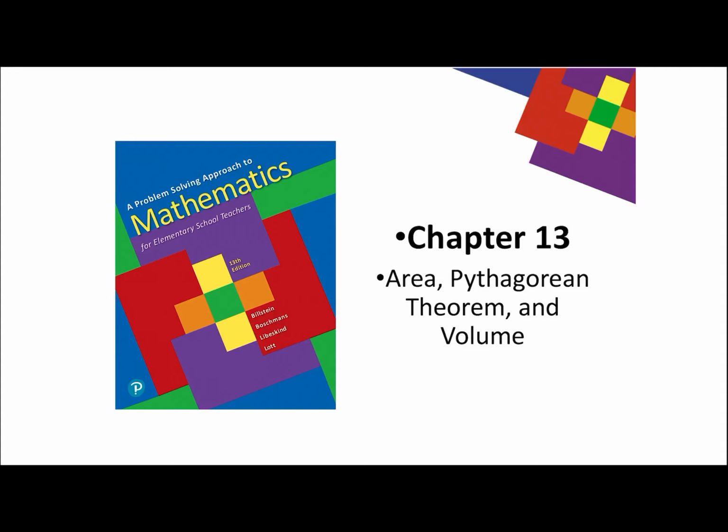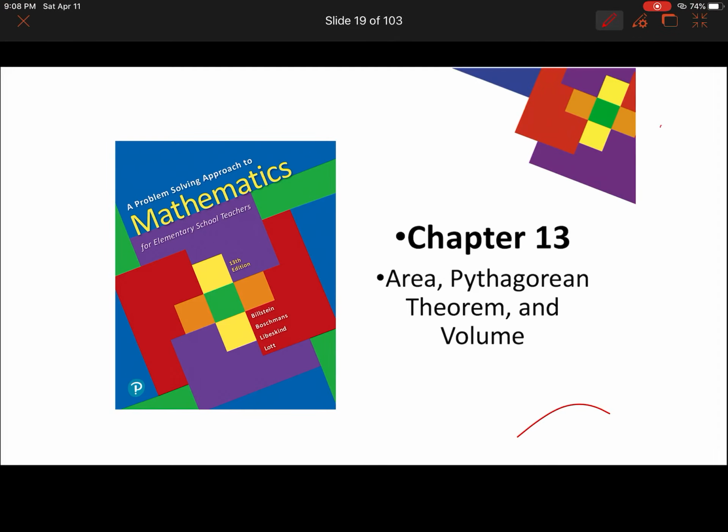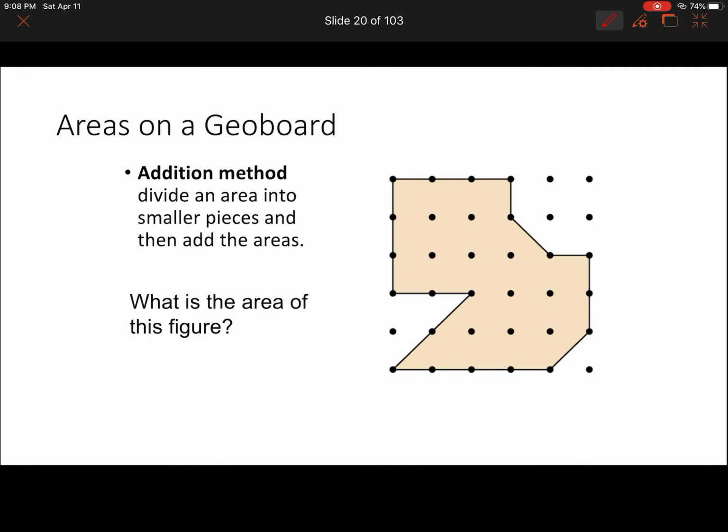So section 13.2 is going to get into talking about area, and we talked about perimeter a little bit at the end of section 13.1. And so now we're going to talk about area. We're going to talk about some conversions, how we measure land, and things of that sort. So we're going to jump right in.